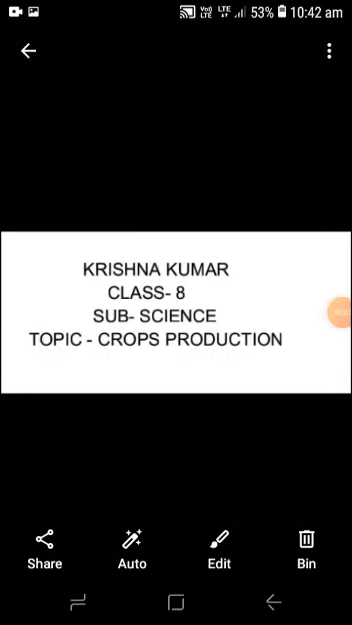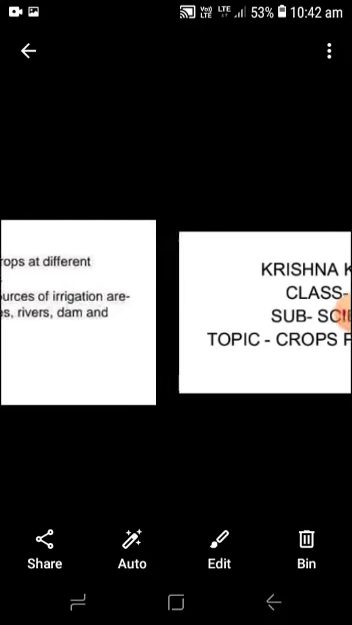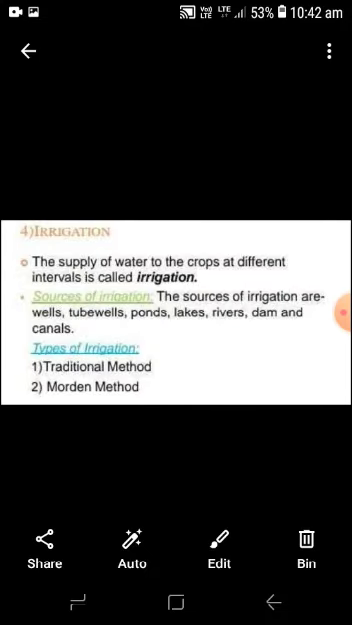Today, I want to discuss some topics of crop production, in which we first start to discuss irrigation. Irrigation means the supply of water to the crops at different intervals. In irrigation, we supply water into the crop fields to make the soil moist and make it easy for the crops to absorb the nutrients from the soil.